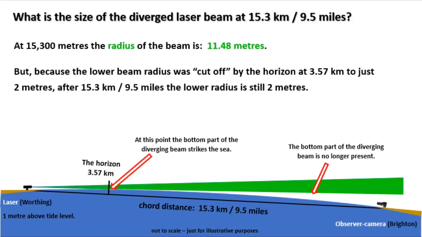What is the size of the diverged laser beam at 15.3 kilometers or 9.5 miles? At 15,300 meters, the radius of the beam is 11.48 meters. But because the lower beam radius was cut off by the horizon at 3.57 kilometers to just 2 meters, after 15.3 kilometers or 9.5 miles, the lower radius is still 2 meters.